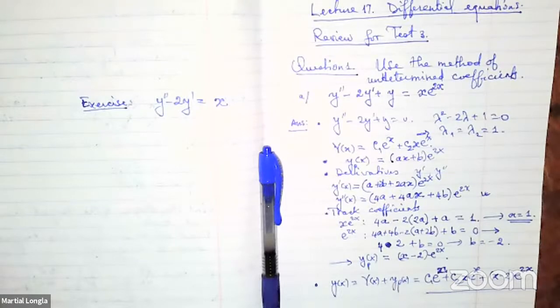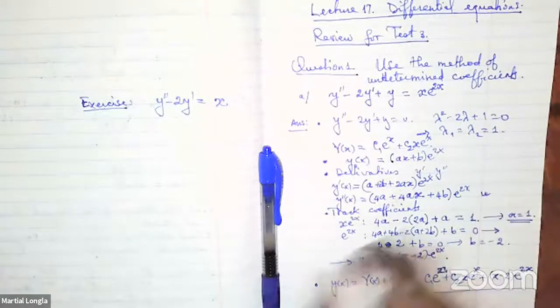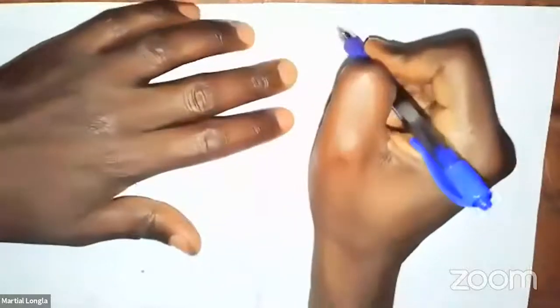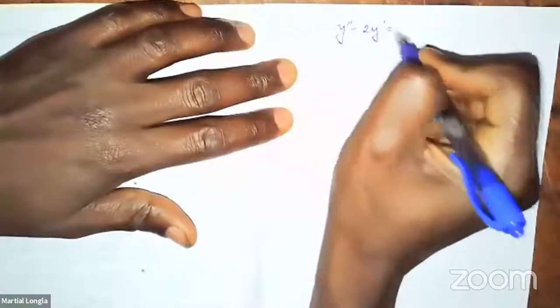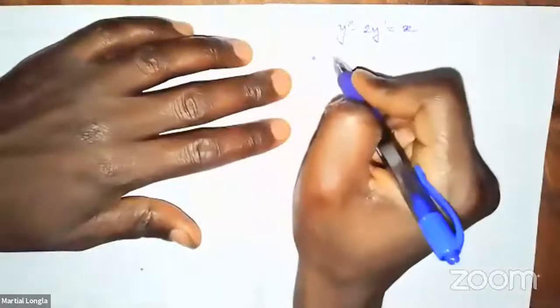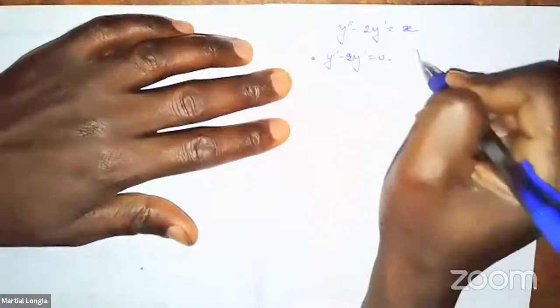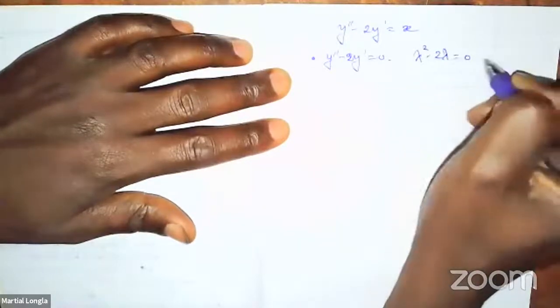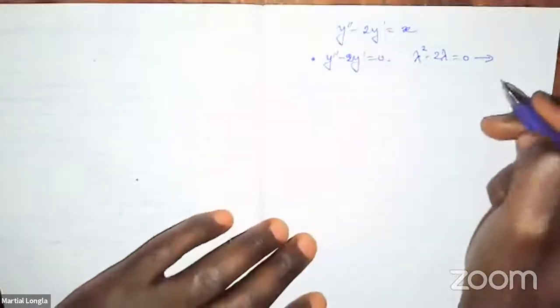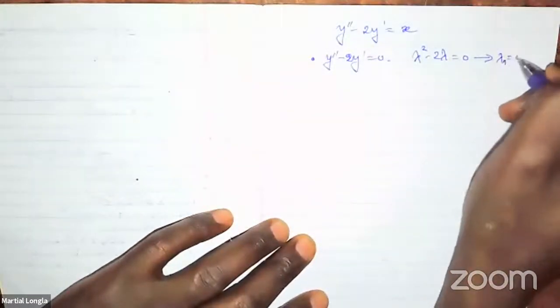I think our 5 minutes are over. Anybody? James, you want to try? Let me start the page. So that was second derivative minus twice the derivative equals x, right? Yes, sir. I got lambda squared minus 2 lambda equals 0. Okay. So let me first get that equation to say we are solving the homogeneous problem. So we got lambda squared minus 2 lambda equals 0. And the solutions are? I got lambda 1 equals 0 and lambda 2 equals 2.